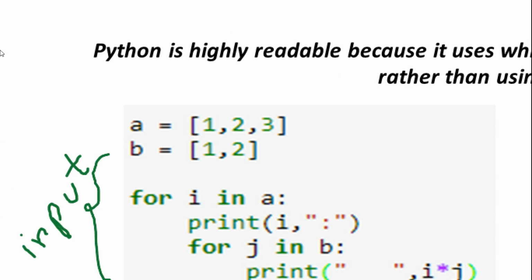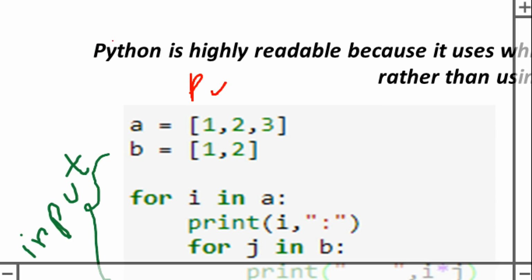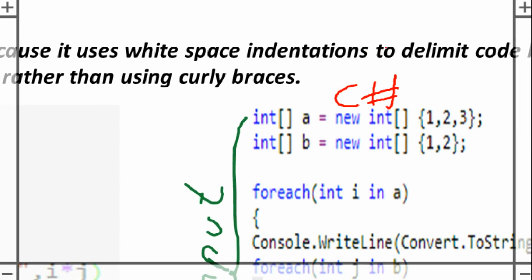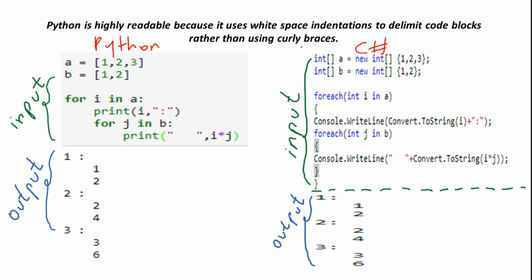The left side code is a Python code. And the right side is a C# code. Now if you look at the Python code, there are two for loops. The second for loop is inside the first for loop, and it's mandatory in Python to use white space indentations to make the compiler understand that the second for loop is inside the first for loop.